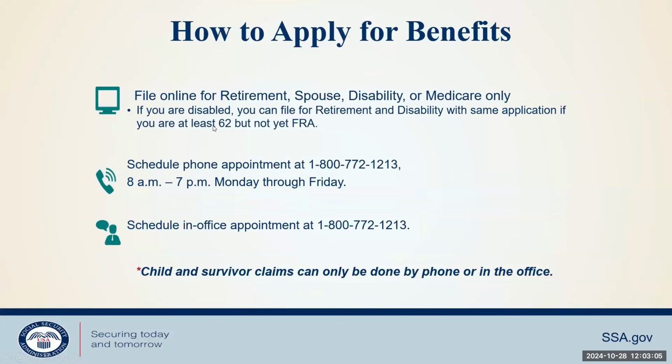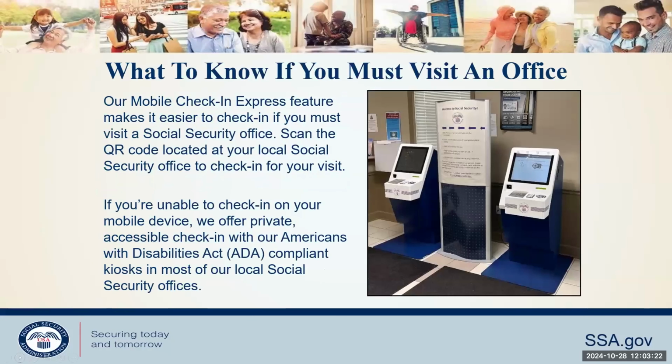Now you can file applications for retirement, spousal benefits, disability, and Medicare, all online. If it's a child claim or survivor claim, that does need to be completed by phone or in office. These are our national numbers here. I did provide contacts for each office, I think. Bear with me just a second.